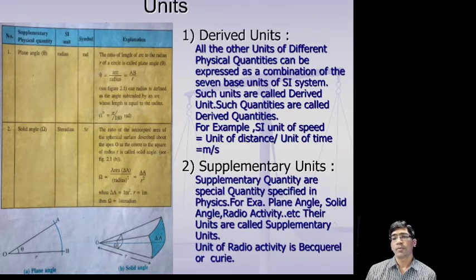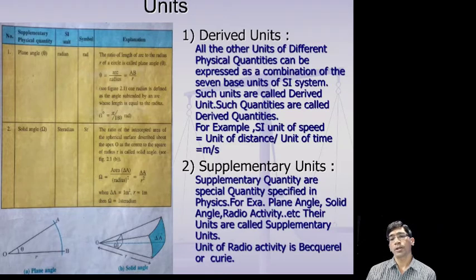For example, we can take speed, the unit of distance upon unit of time, so it is meter per second. And we are taking another type, which is known as the supplementary quantity. In this textbook, the supplementary quantities or supplementary units are not mentioned, but for your information, there is a special type of quantity in physics known as the supplementary quantity.